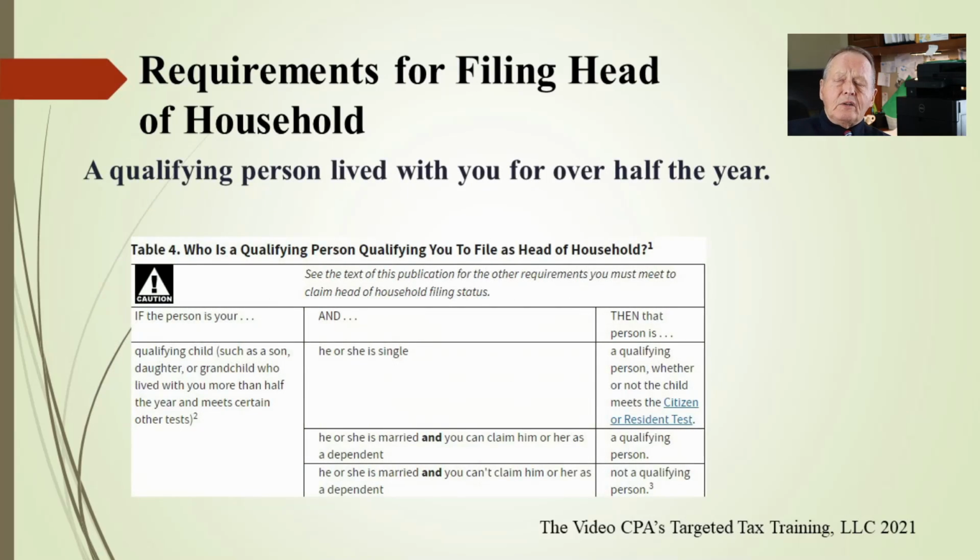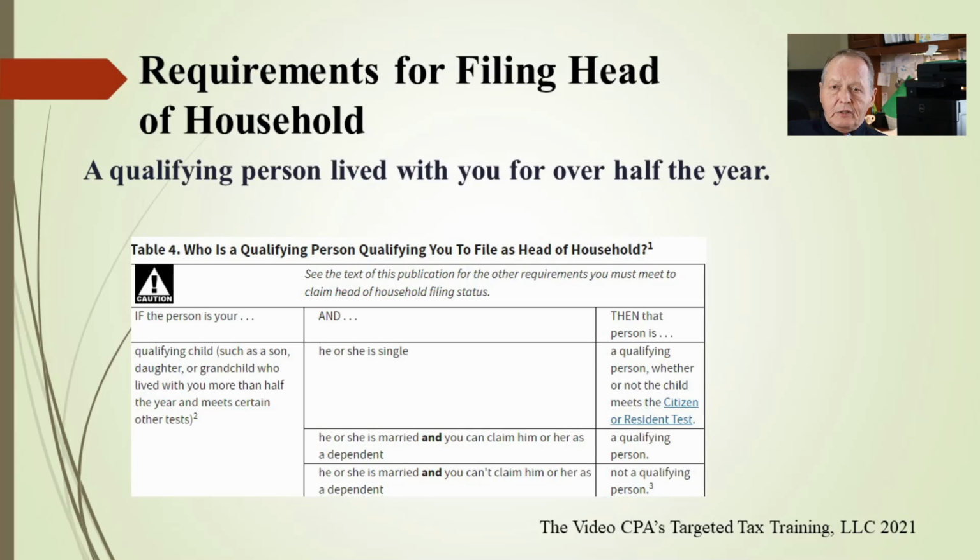All right, now let's look at the qualifying person, because this is more complicated than the others actually. And the IRS has this big table here that'll help you figure out whether you have a qualifying person or not. Okay, and certainly a son, a daughter, a grandchild who lived with you more than half of the year, if you are single, they're going to qualify. Okay.